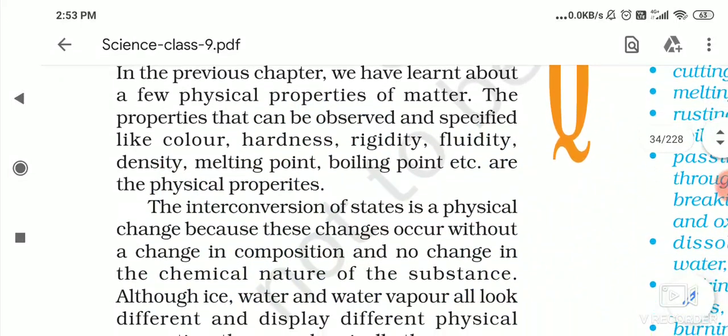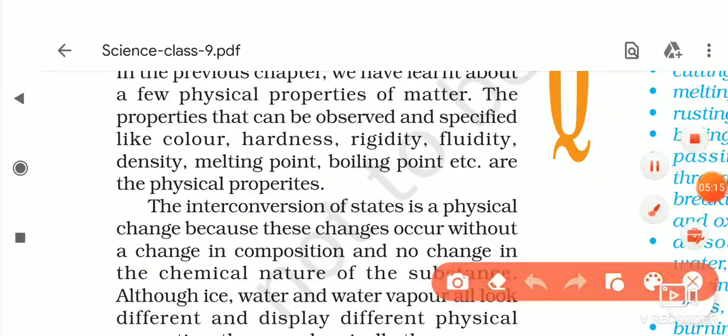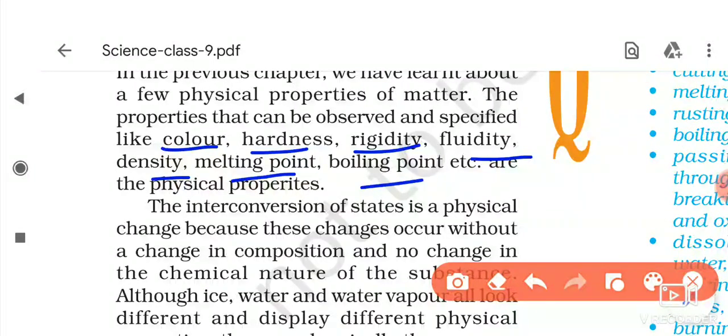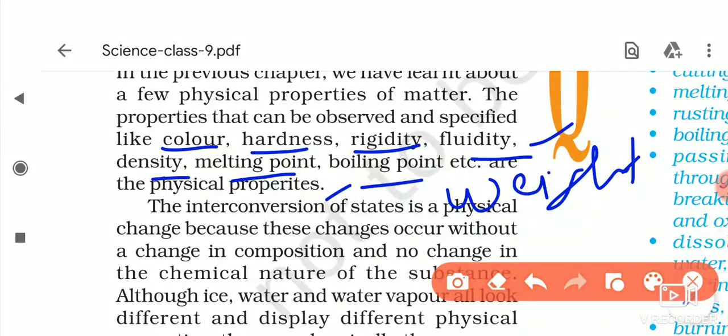Now here these examples like color, hardness, rigidity, fluidity, density, melting point, boiling point, etc. are physical properties. Weight is also a physical property because we can measure weight without changing the chemical nature of a substance.